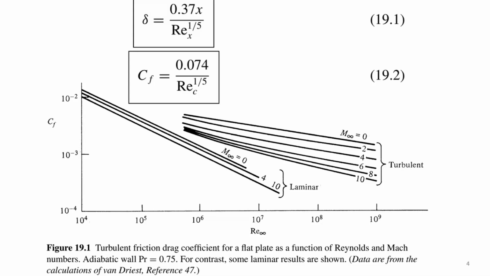Estimation of turbulent friction drag is presented on figure 1. This is an image from Van Driest, reference 47, which is also included in the Anderson book. Formulas 1 and 2 give us an estimation of the thickness of the boundary layer and of skin friction drag on the surface for laminar regime, for turbulent regime, for various values of Mach number. We see that since flow is compressible, we need to take into account not just Reynolds number, but also Mach number, the second dimensionless parameter.